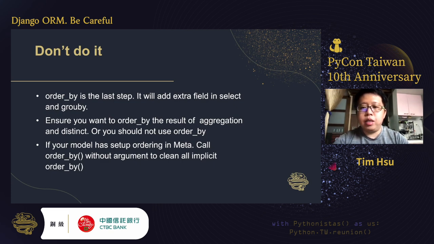Furthermore, if your model has set up ordering in Meta, all your query sets for this model will add an extra order by when you evaluate the result. If you don't want it, call order_by with no arguments to clear the implicit order by.